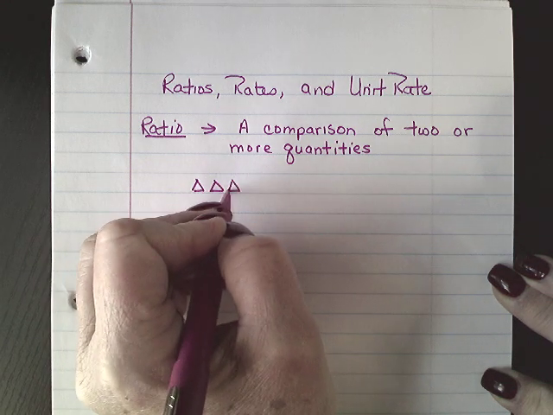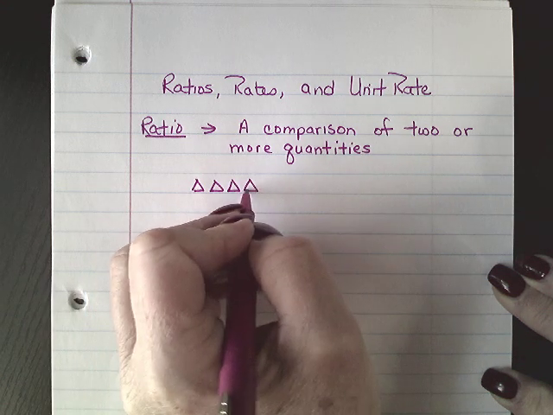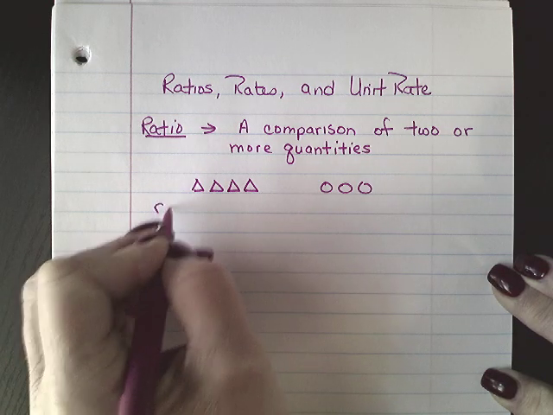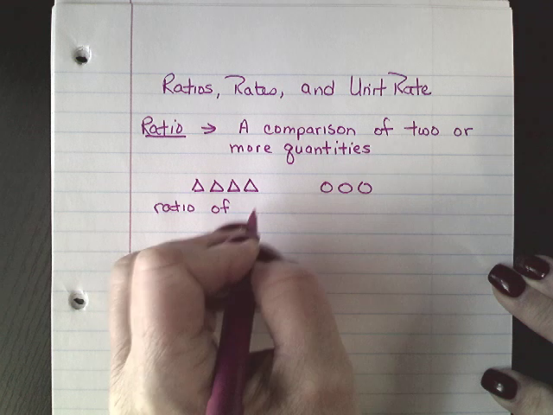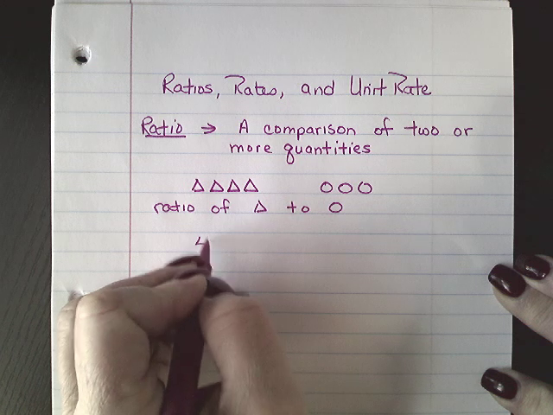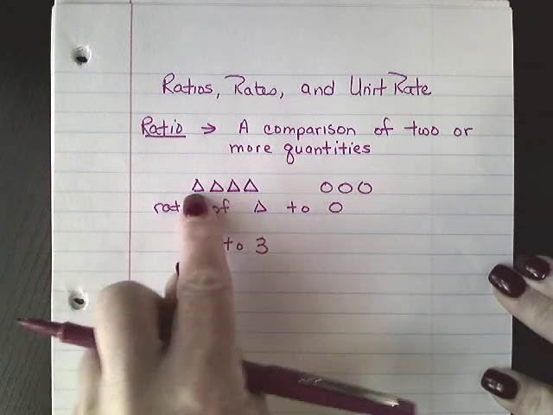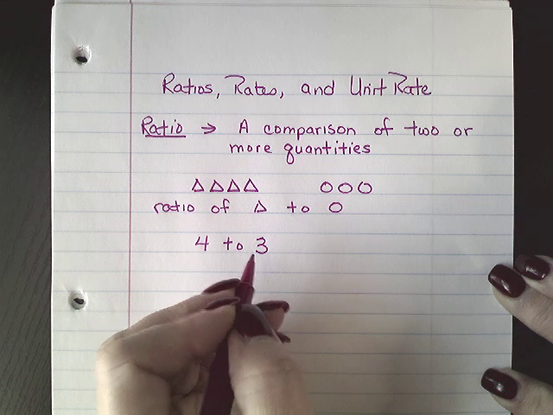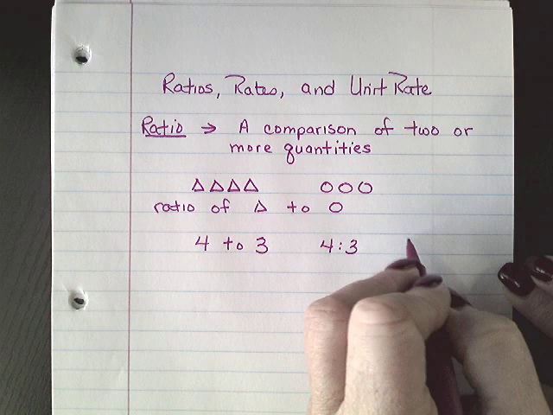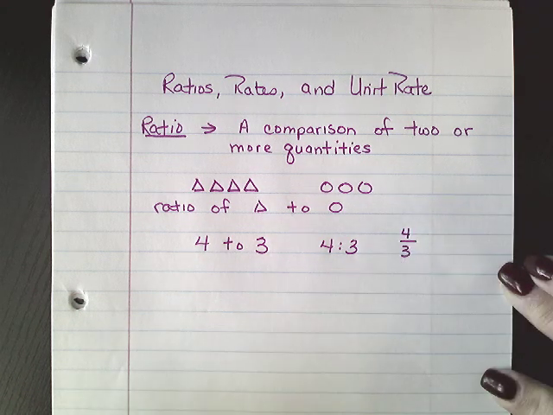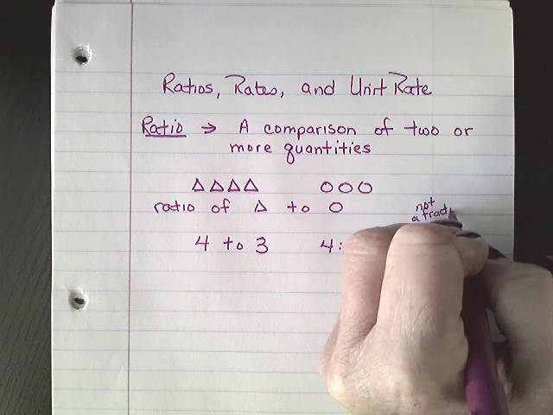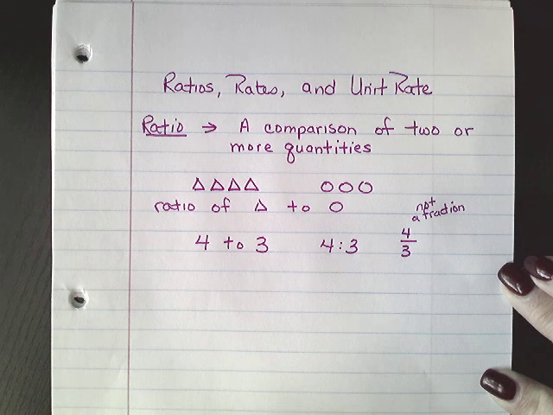If I have 4 triangles and I have 3 circles, what is the ratio of triangles to circles? And that would be 4 to 3. I have 4 triangles, I have 3 circles. It can also be written with a colon, 4:3. And it can be written as 4 over 3. This is not a fraction.